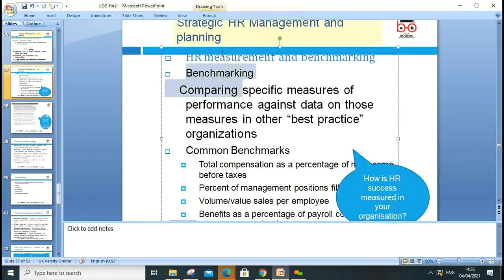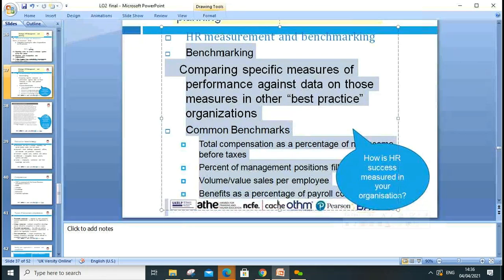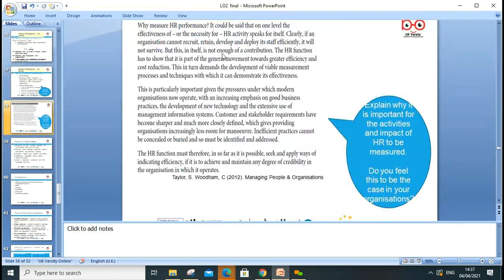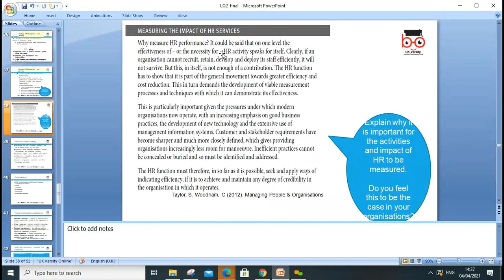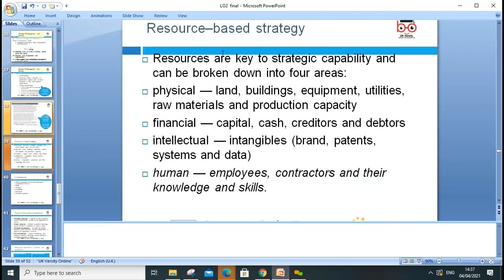Thus we can look at HR planning benchmarking. It is good to benchmark against the industry averages. For HR performance, we always need to measure the impact of HR services on the organization.